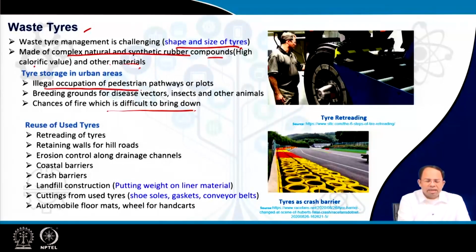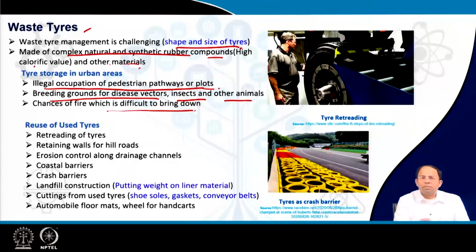Usually you will find them in urban areas. They are illegally taking up areas of the footpath, by agencies which handle this kind of waste, like tire shops where tire changes happen, and sometimes they are dumped in some plots. Because the tire has an inner area as well, it can be a breeding ground for disease vectors. A lot of mosquitoes breed inside tires, in the water that gets captured in them, and this is a cause of malaria and dengue in India.